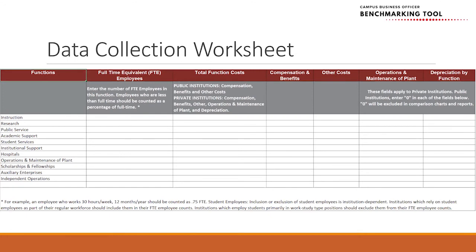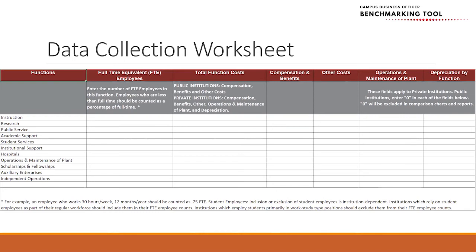This is where the bulk of the data is, and so really this is probably 70 to 75% of the data points right here on this worksheet. As you can see, the rows are by function. The columns are for employees, total cost of the function, compensation for that function, and then other for that function. Now there are 2 other columns at the end: operation, maintenance, and plant, and depreciation.